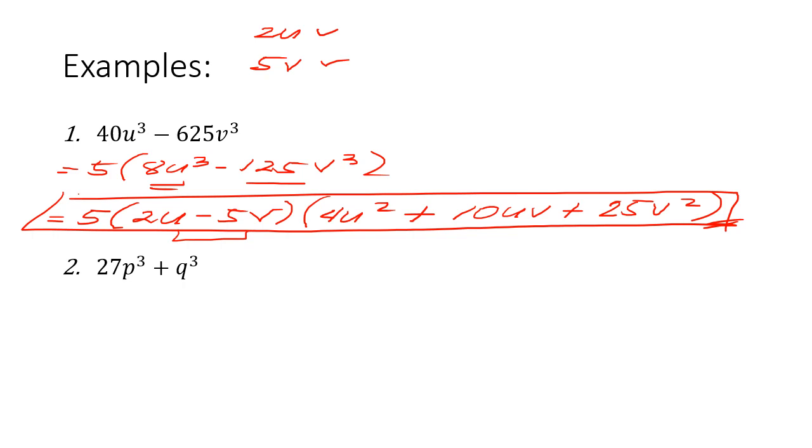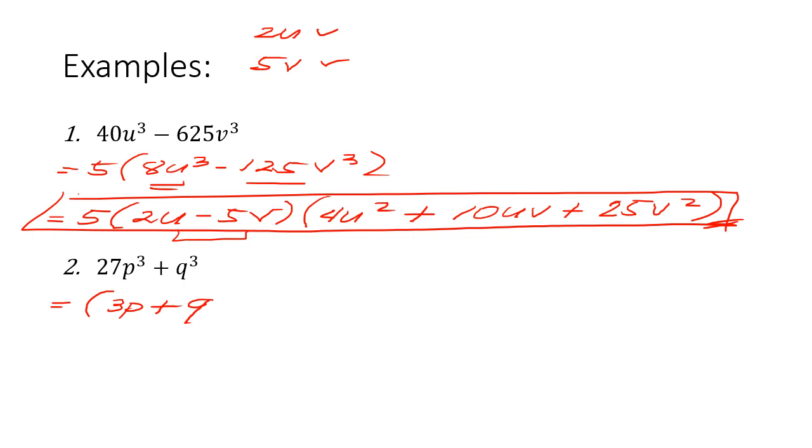So let's have the next one, which is 27p cubed plus q cubed. Here, as you can see, you have 27p cubed, so the cube of 3p is equal to 27p cubed. Therefore, we can write 3p as our first term, and then plus the cube root of q cubed, which is q.